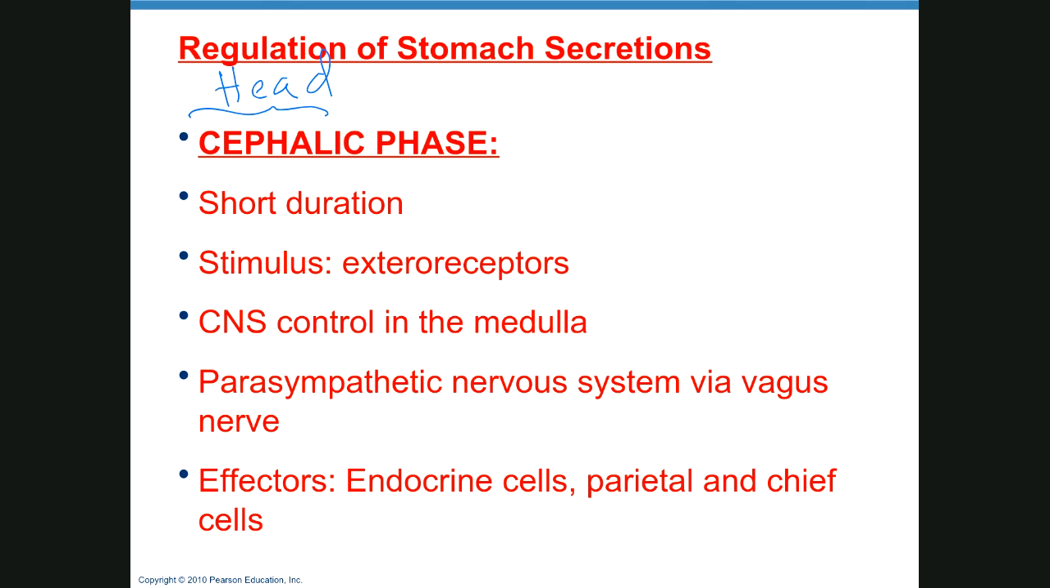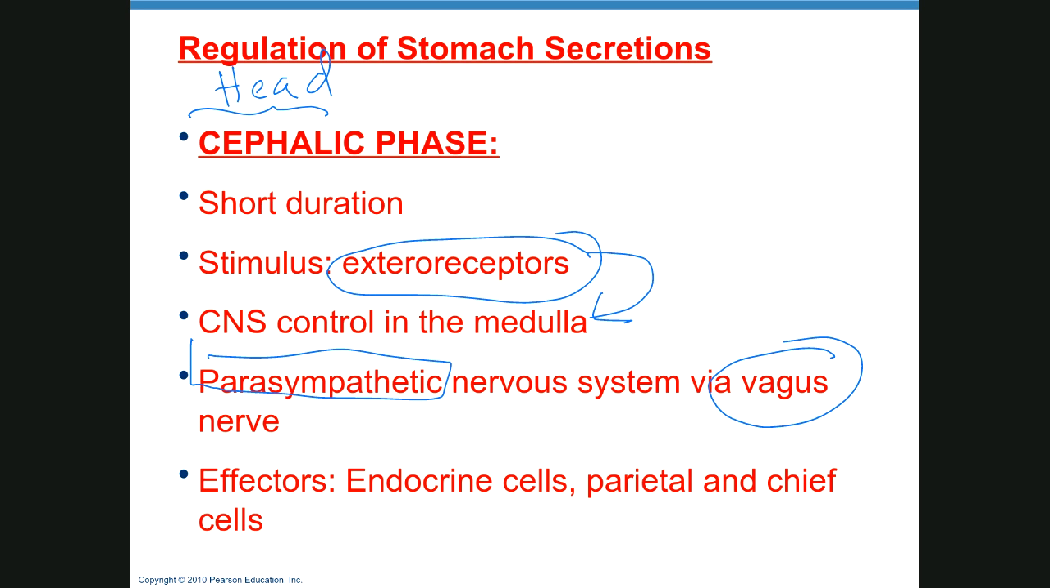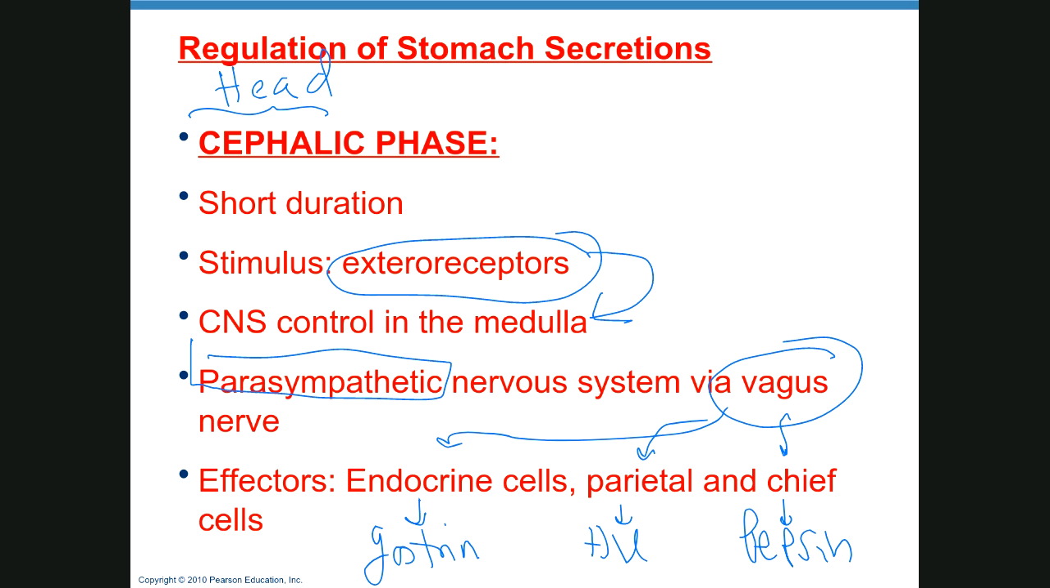So this is the actions of external receptors that are going to stimulate the medulla, and via sympathetic parasympathetic stimulation through the vagus nerve, we're going to stimulate endocrine cells into secreting gastrin, parietal cells into secreting HCl and intrinsic factor, chief cells into secreting pepsinogen, which will be cut into pepsin. Gastrin, in turn, is a hormone and is going to begin to stimulate parietal cells and chief cells in turn to increase further secretion of HCl and pepsin.